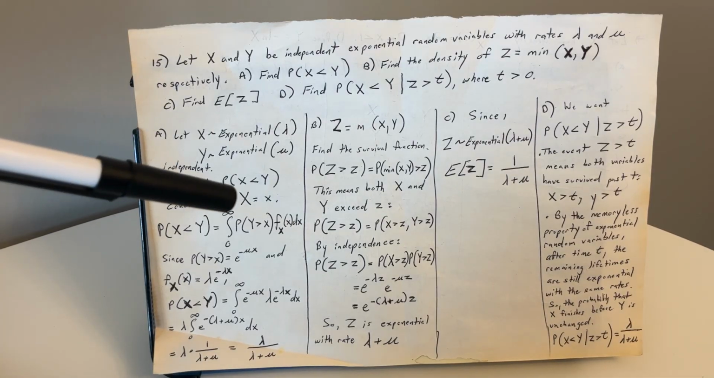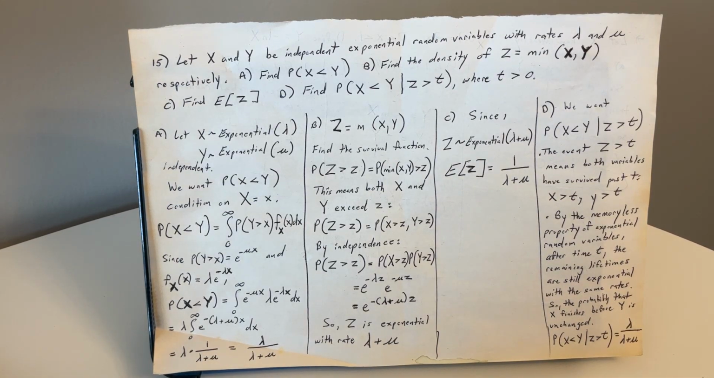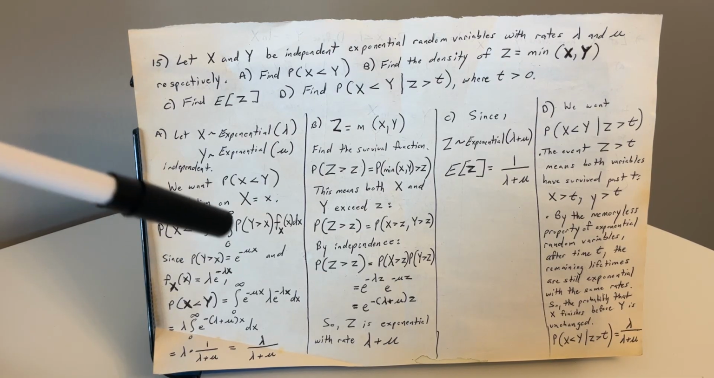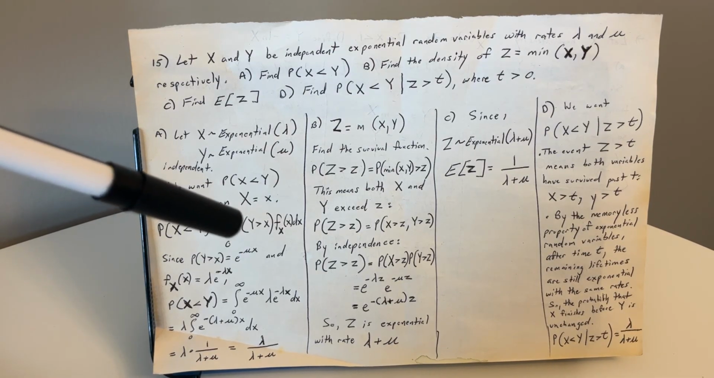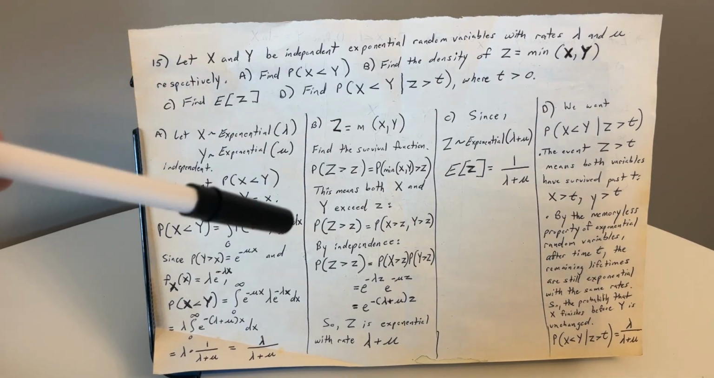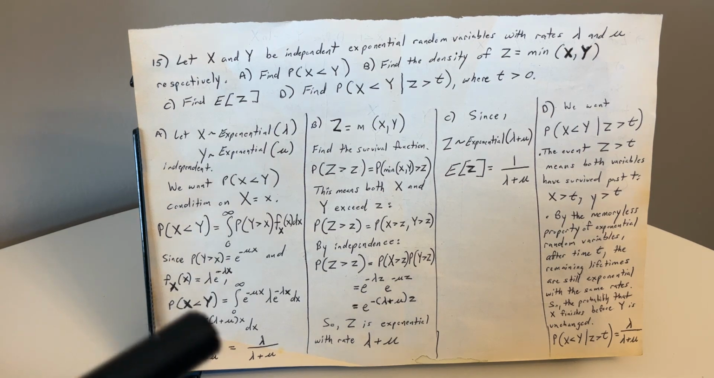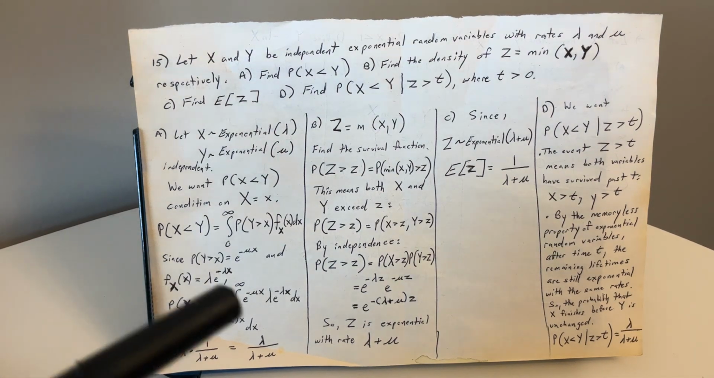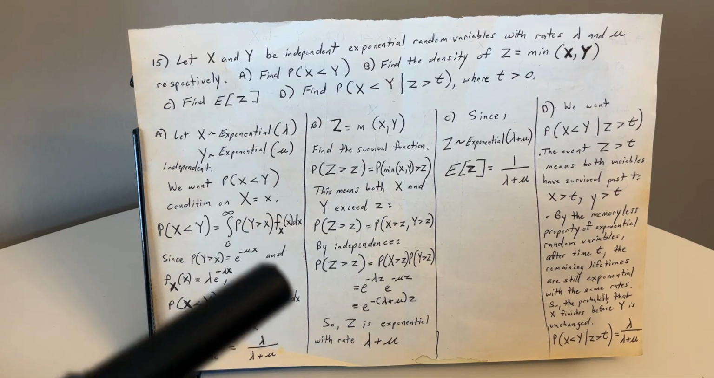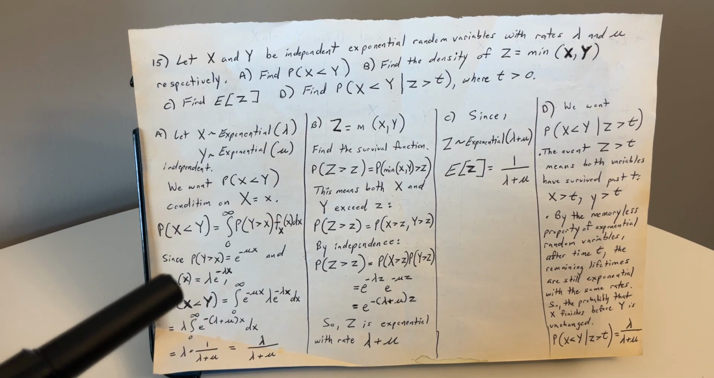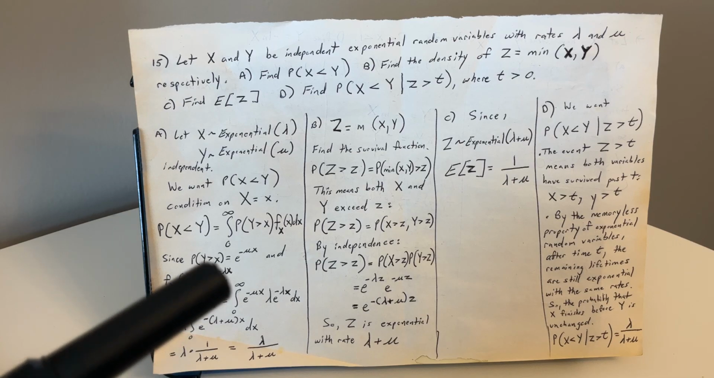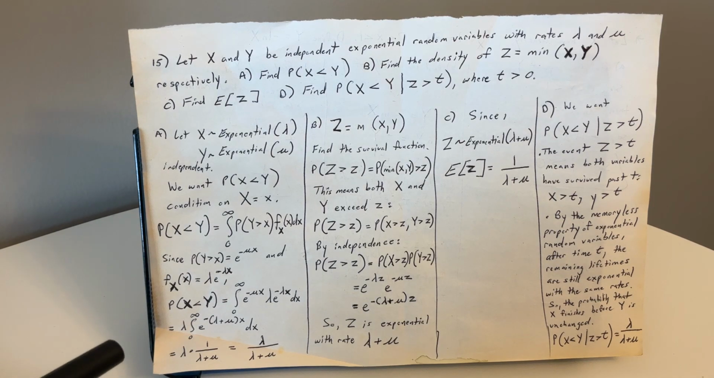We want it on the condition that capital X equals lowercase x. So what we can do here, this is the probability of X is less than Y. We can integrate from 0 to infinity the probability of Y greater than x, times f subscript X of x dx. Since Y is greater than x, that's equal to e to the negative ux, and f subscript X of x equals lambda e to the negative lambda x.